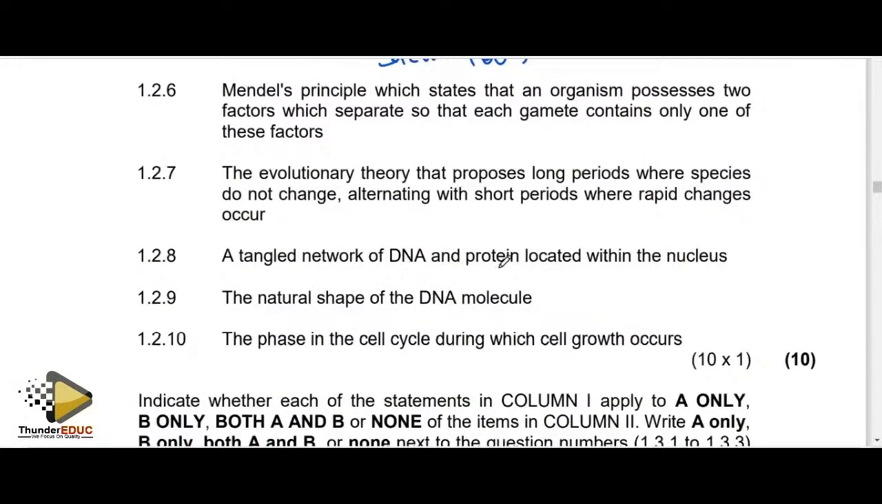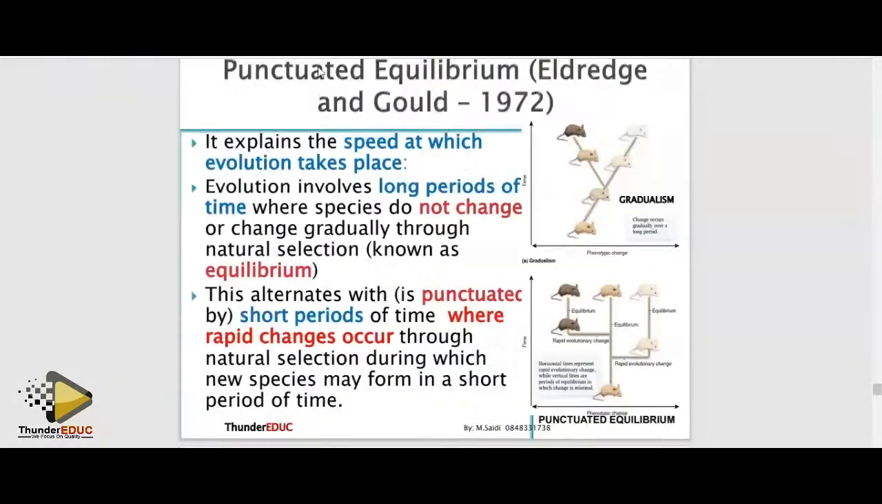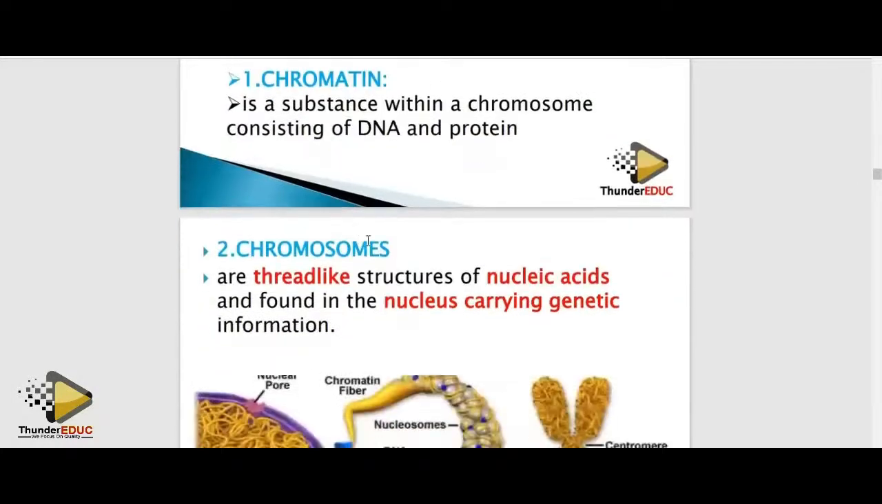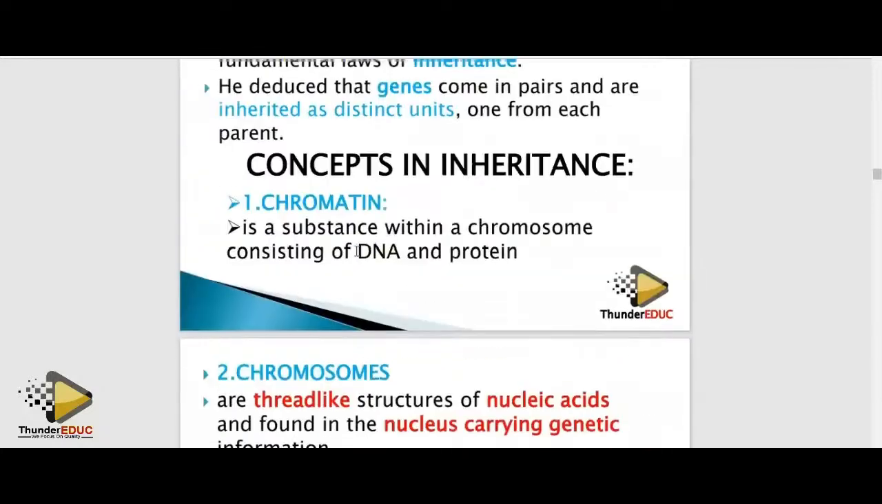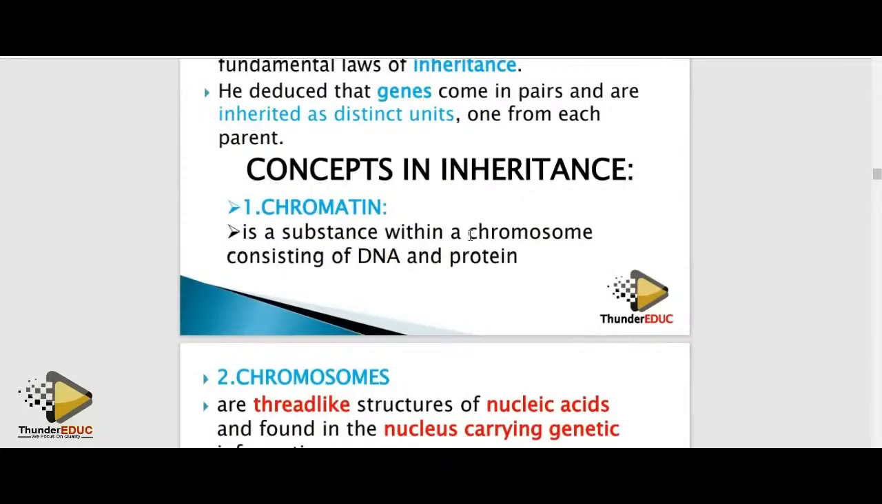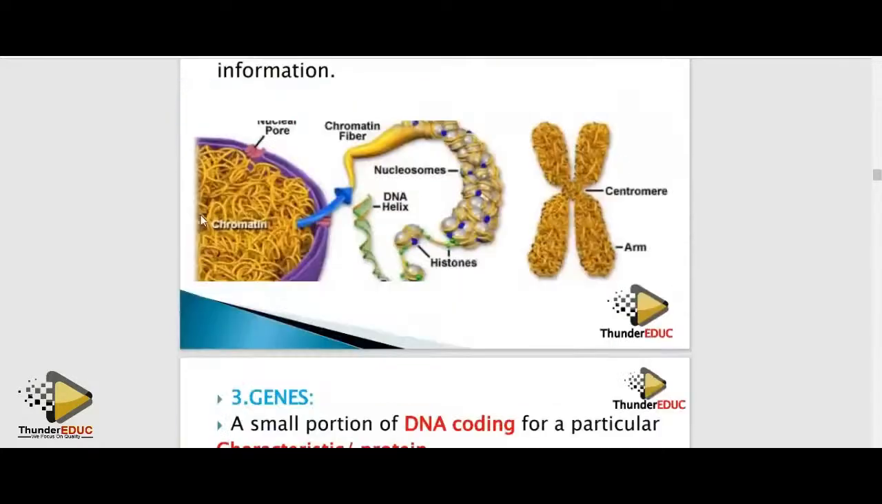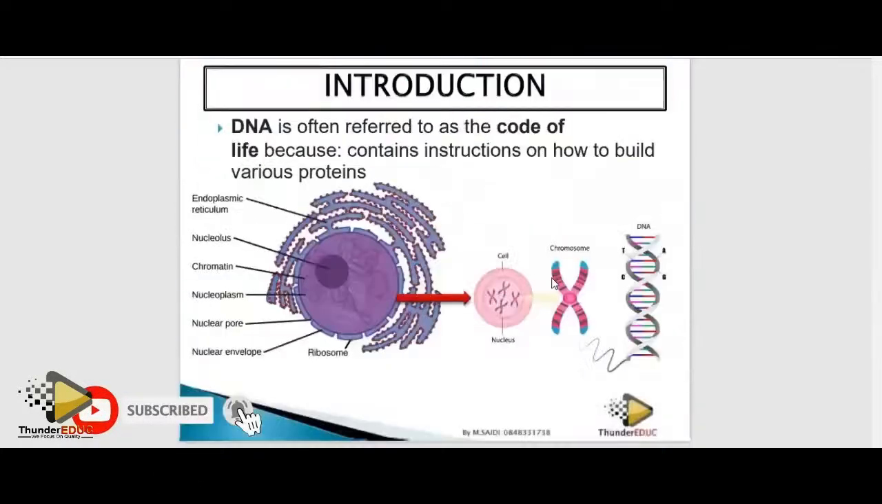A tangled network of DNA and protein located in the nucleus. This is the chromatin network. Let's see where we find it. Yeah, we can find it here. Chromatin or chromatin network is indicated here. It shows you that it's a substance within the chromosome that consists of DNA and protein. If you look at it, you see that it is a network. Also, if you go back to DNA replication, you'll find it again.